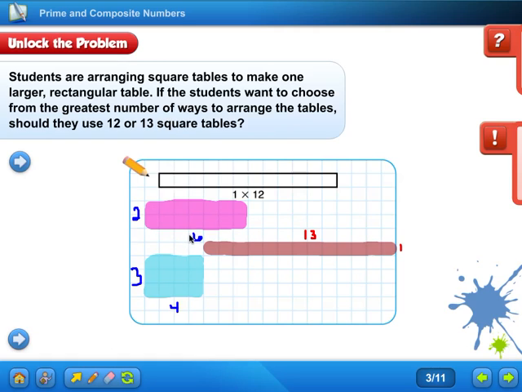I drew 2 times 6 and 3 times 4, and they already had the 1 times 12. Those were the ways for the 12 tables. The 13 tables, the only way I could draw that was the 1 times 13. So there are more ways to arrange 12 tables than 13 tables, because we have 1 way, we have 2 ways, and we have 3 ways. With 13, you only have this 1 way that we could have arranged it.